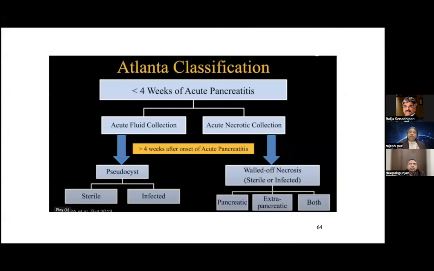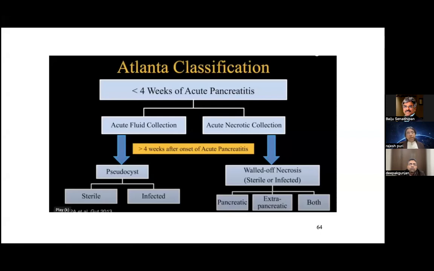What they have defined is that around 80 to 85% of patients have a mild pancreatitis, and in less than 4 weeks, the acute fluid collection is called acute peripancreatic fluid collection, where there is no necrosis. In 15% of patients, where there is necrosis, it is called acute necrotic fluid collection when less than 4 weeks. When it persists beyond 4 weeks, acute fluid collection converts to pseudocyst.